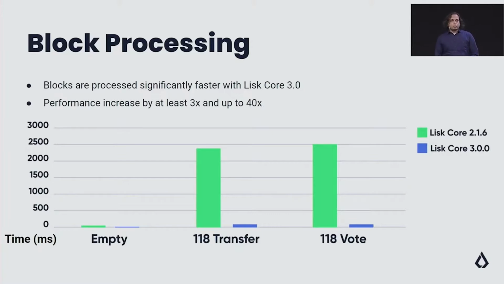As you can see, for block processing, blocks are now processed significantly faster with Lisk Core 3.0. There's a performance increment of at least 3 times and up to 40 times. As you can see in the charts, the blue diagrams represent the latest version, and the green bars represent 2.1.6.